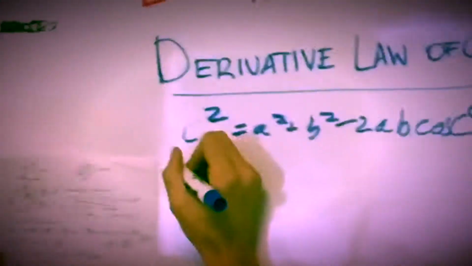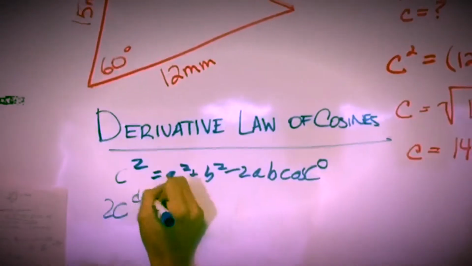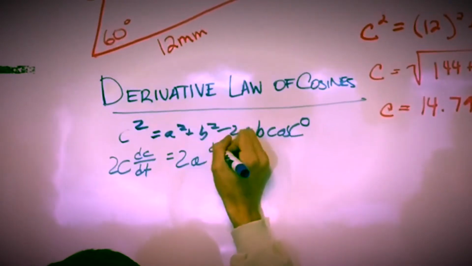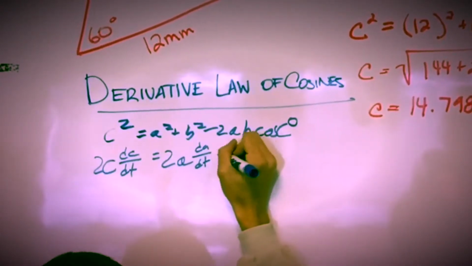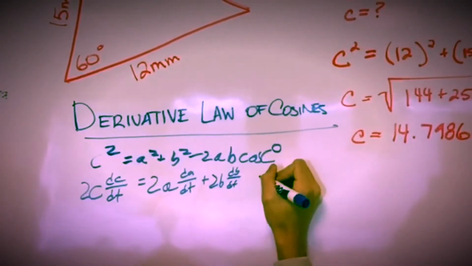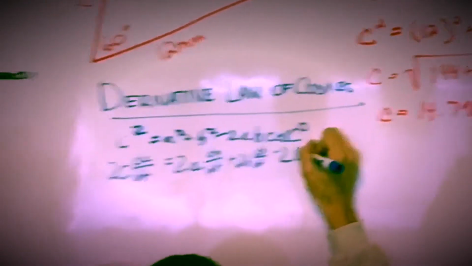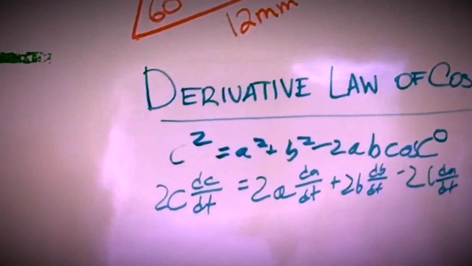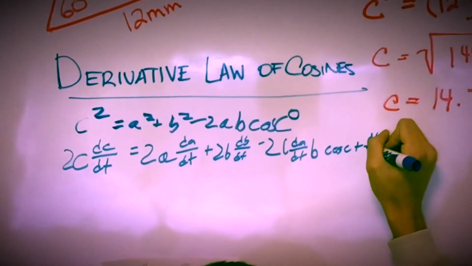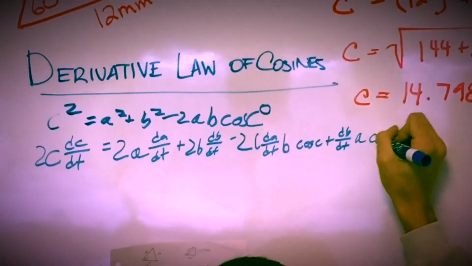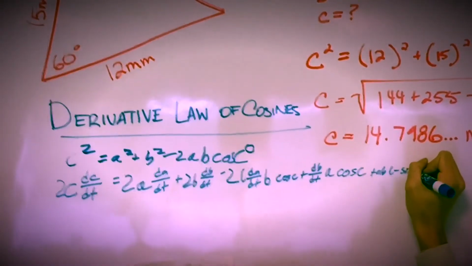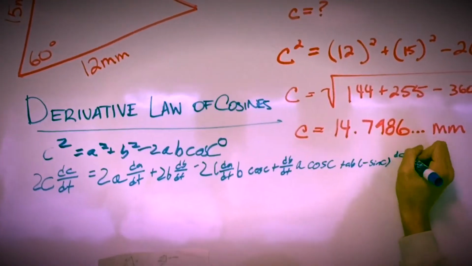So the derivative of that is going to be 2c dc/dt equals 2a dA/dt plus 2b dB/dt minus 2 times dA/dt b cosine C plus dB/dt a cosine C plus ab times negative sine C dC/dt.